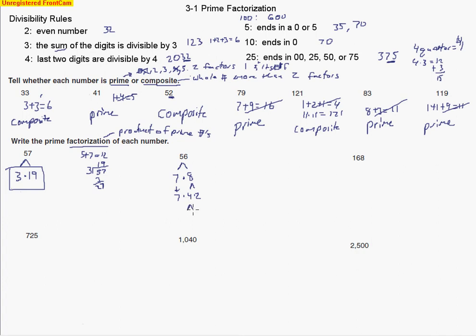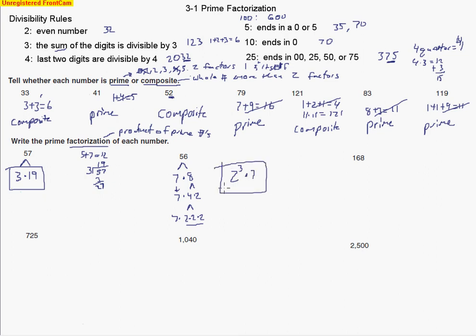Well, 4 needs to be broken down as well. So I have 2 times 2 times 2. And then again, I'm going to bring down the 7. So here's the prime factorization. However, we're going to use exponents to represent it. So since there are 3 2's, I'm going to write that as 2 to the 3rd power times 7.